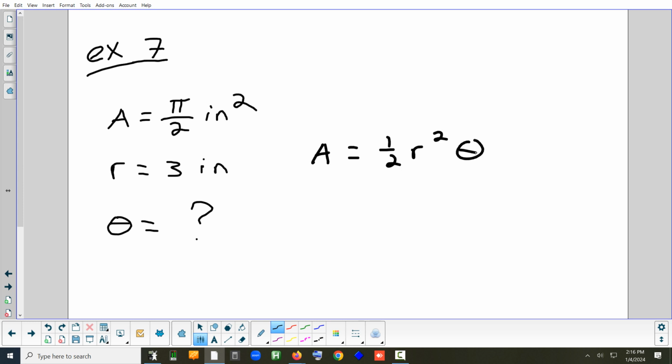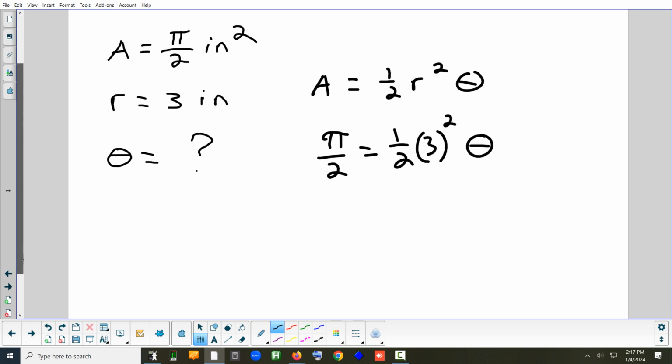All right. And now fill in what you know. What's A? Pi over 2. The 1/2 just stays. How about R? 3 squared. 9. We could have just written it as 9, or if you want to write it later, we can do that. And what about theta? We don't know theta. That's the question mark. That's what we're going to solve for.